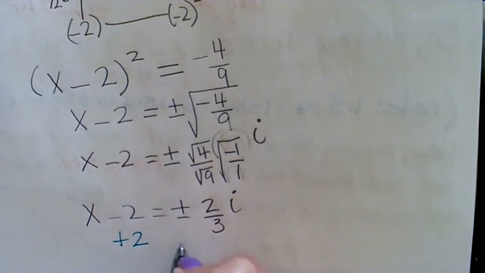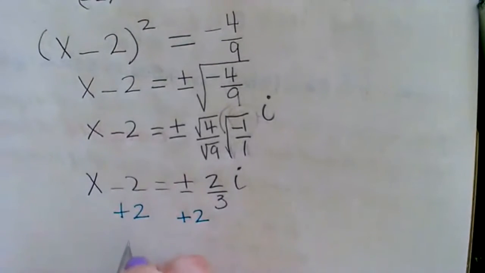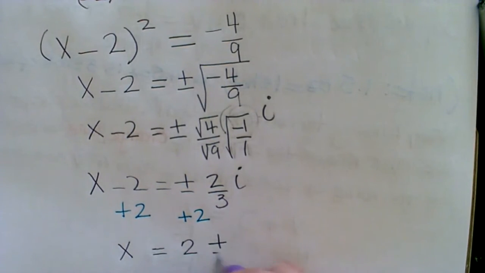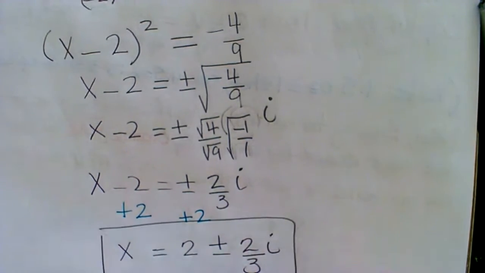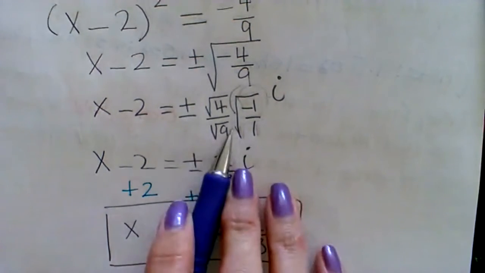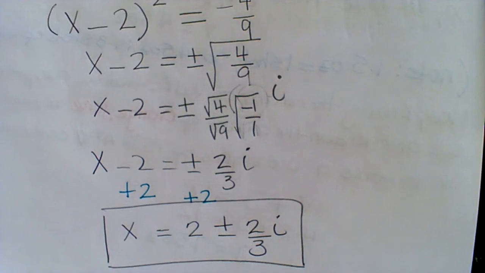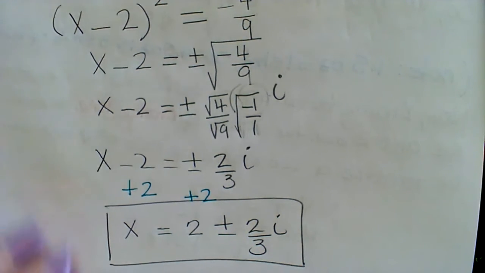So what do I do now? I add 2 on both sides. So my answer is going to be x equal to 2 plus or minus 2 over 3i. That was the only difference here, that we have a negative. So then we need to use the imaginary number. I do have another one here too.